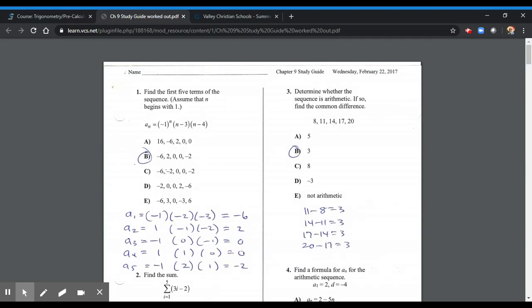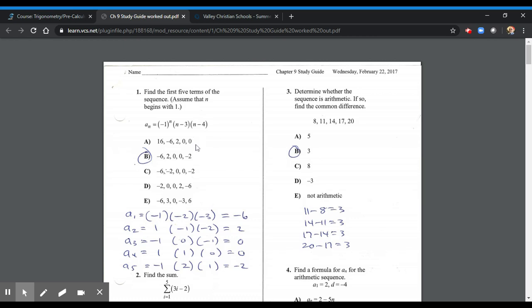All right, we're going to go through the Chapter 9 study guide, and we'll just do it in scrolling order here and not numerical order. But I want you to make sure you take notes and then turn in a copy of this for credit. All right, let's take a look at what we've got here. So if we were taking a test, it would look something like this.